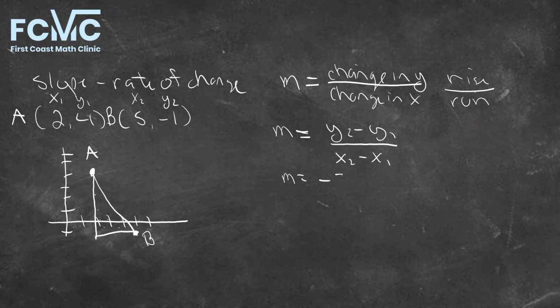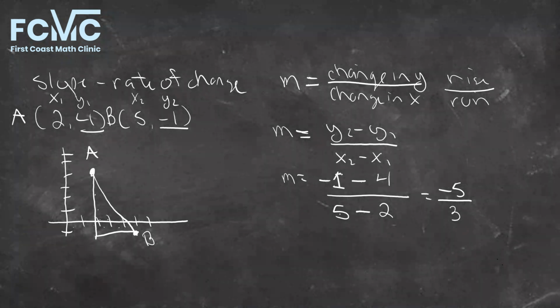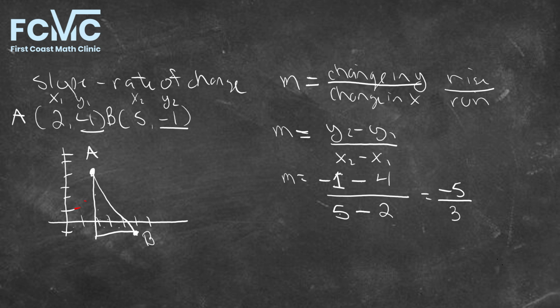So we're going to have -1 minus 4. So that's our y2 minus y1 over x2, 5 minus 2. So now I've got -1 minus 4, which is going to give me -5 over 5 minus 2, which is 3. So this basically tells me from our slope that we're going down 5 and right 3 to get from point A to point B.